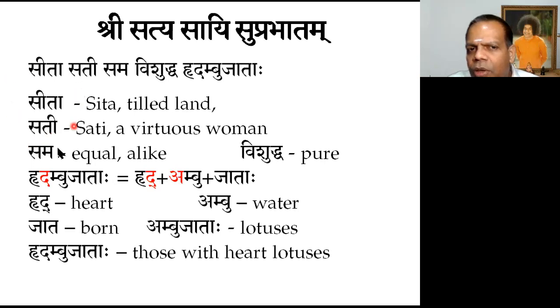So you can see both of them were intent on purifying and proving to the world that we are pure. Why? To be accepted by the Lord. Sita did that to attain Rama. Sati did it to attain Shiva. So to that extent, we have to be pure.